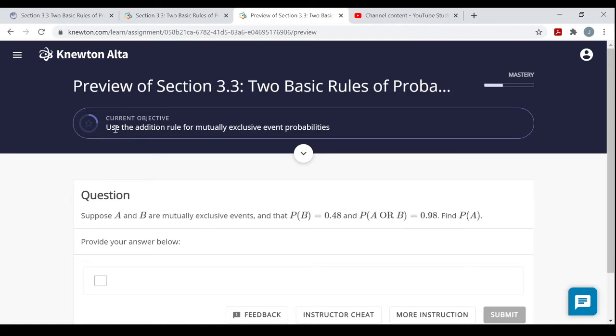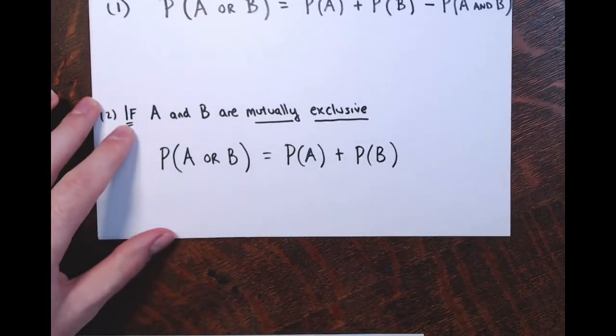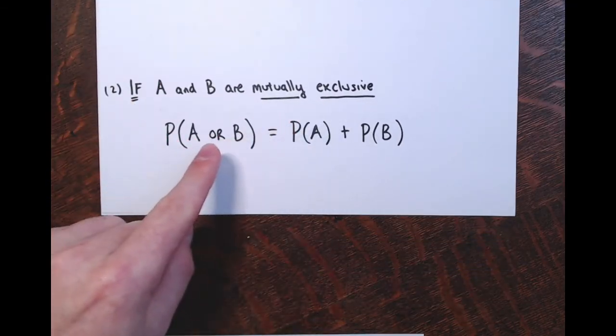Now we're back. Pay attention to the objective. This is the addition rule for mutually exclusive events. So I'm back to this rule right here, if A and B are mutually exclusive events, the addition rule.